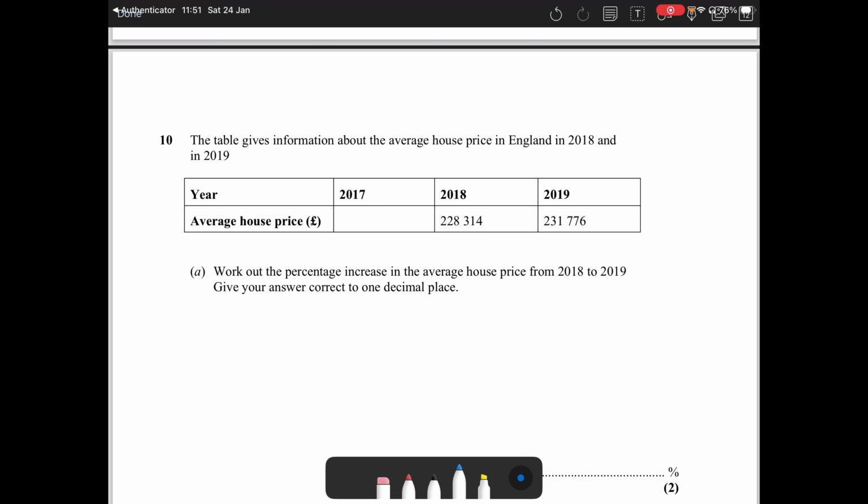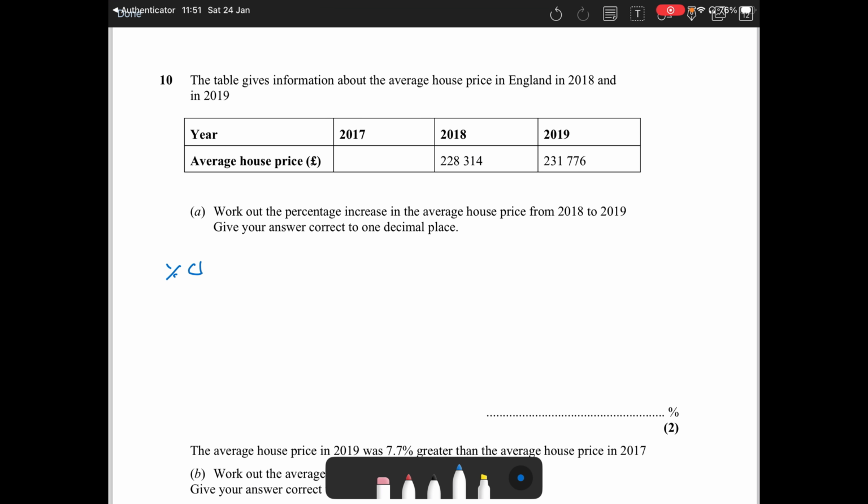Let's now look at number 10. Again, I'm just quickly checking the mark schemes because I don't want to make any silly mistakes on this video. Number 10, right, 33 was correct. Average house price, year on year. So we know the average house price for 2018 and 2019, but not 2017. The percentage increase from 2018 to 2019 is required. Right, any percentage change, and this includes percentage profit.